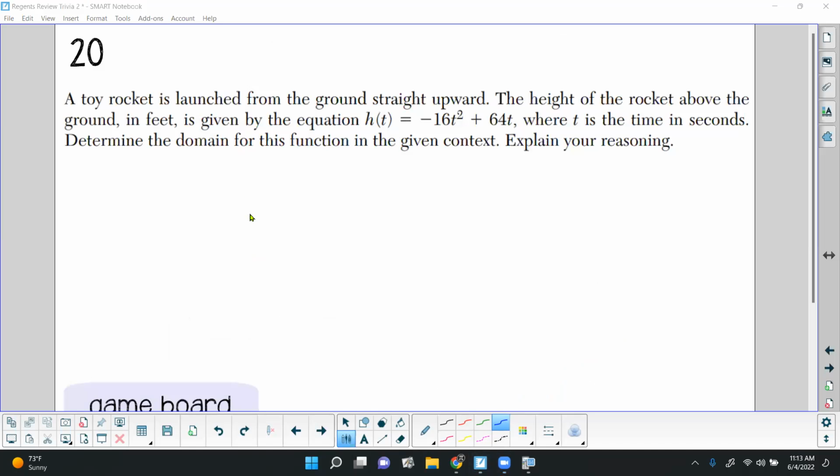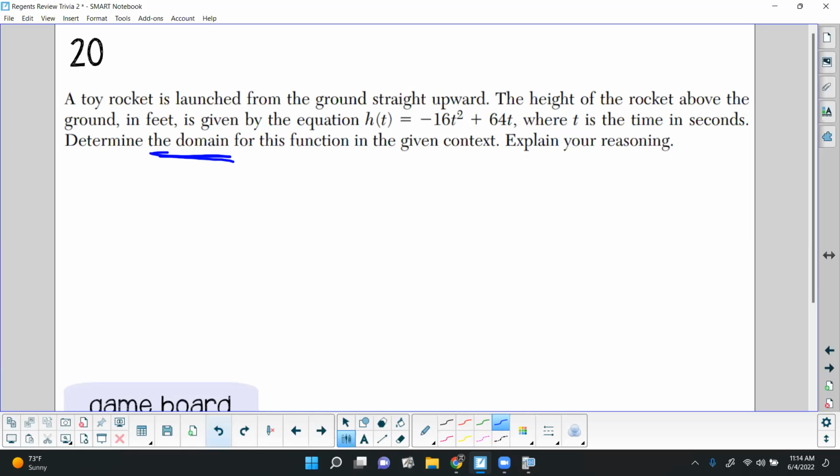A toy rocket is launched from the ground straight upward. The height of the rocket is given by this equation, where t is seconds. Okay. Here's the actual question. Determine the domain. The domain is your x values. In this case, there are no x's, right? There's only the letter t. So t is our x.